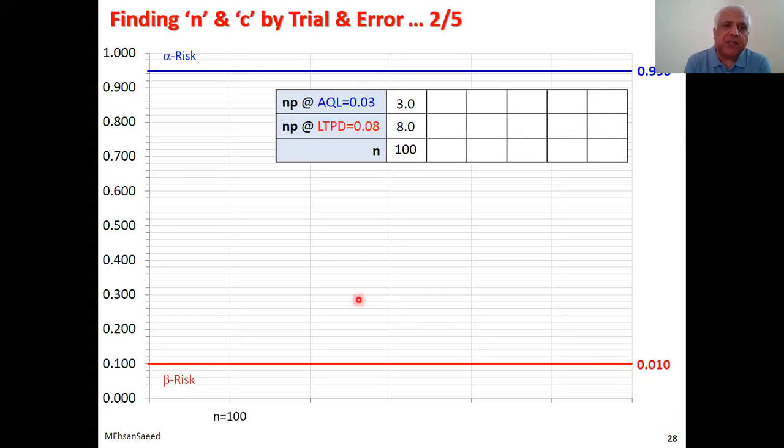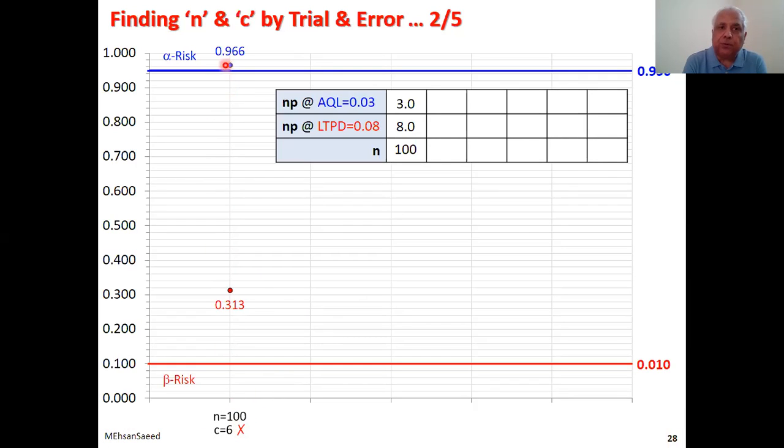We get 0.966. So we plot 0.966. We are at n is equal to 100, 0.966. So this is above this. So we plot it here. So we have satisfied alpha risk. Have we satisfied beta risk also? No. Why? Because this is where the beta risk is. So this acceptance plan, n is equal to 100, C is equal to 6, is not acceptable.